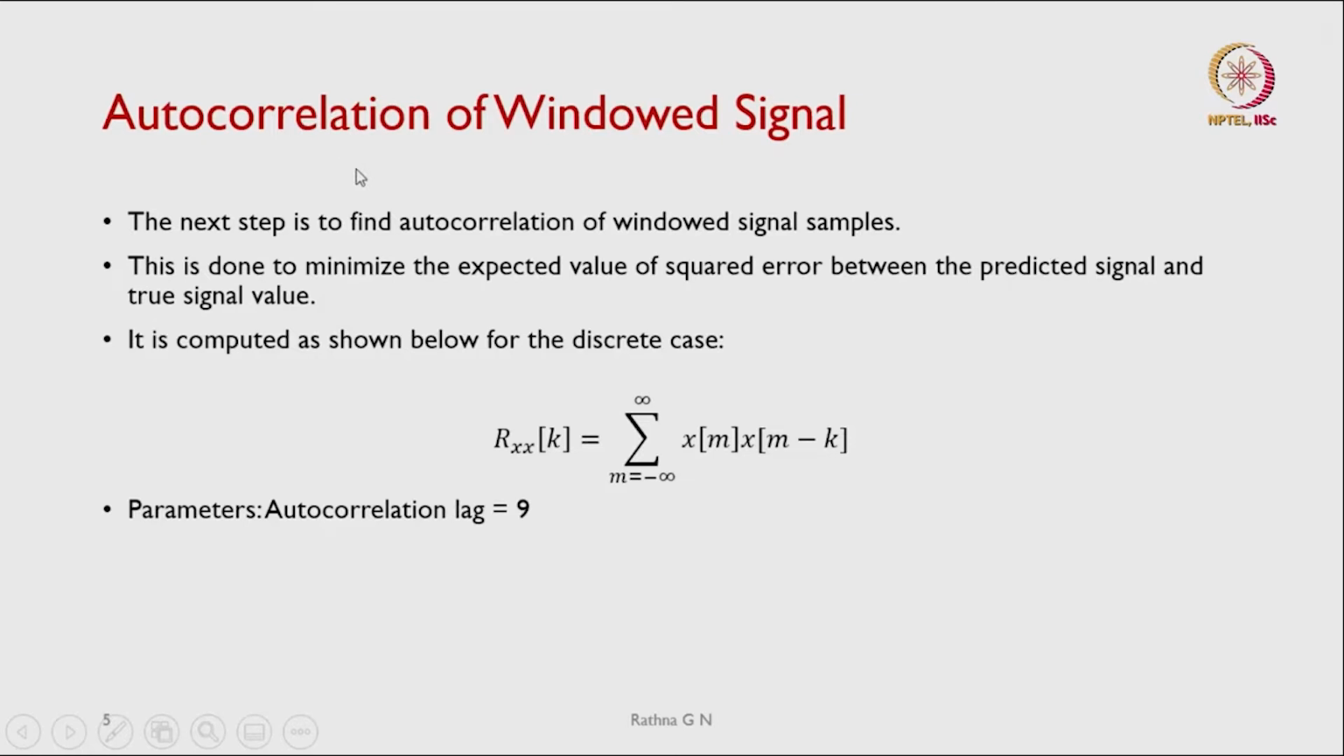So, what we have to do is work on this windowed signal. This is done to minimize the expected value of squared error between the predicted signal and the true signal value. So, it is computed using the equation. As you know, R_x(k), the autocorrelation coefficient, is given by the sum over m from minus infinity to infinity of x(m) into x(m minus k), and the parameter for the autocorrelation function, the lag, is taken as 9 in this case.